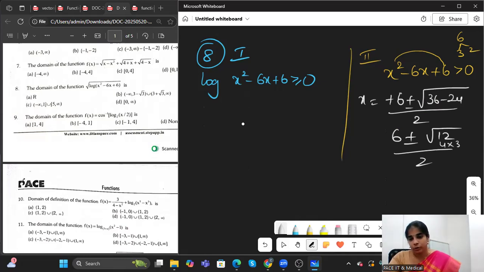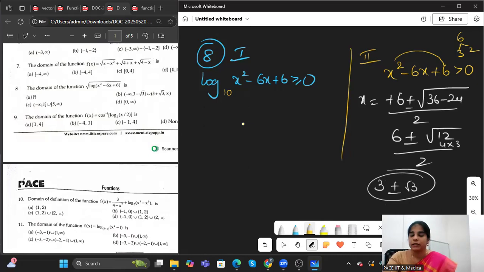4 can jump out like 2. So cancellation gives 3 plus or minus root 3. Right, so that will be the value from the second case. Perfect.